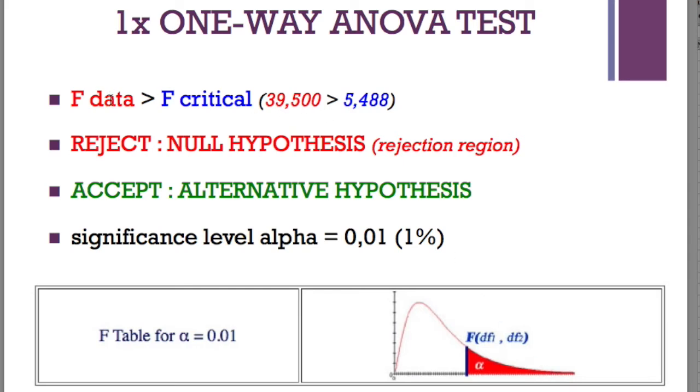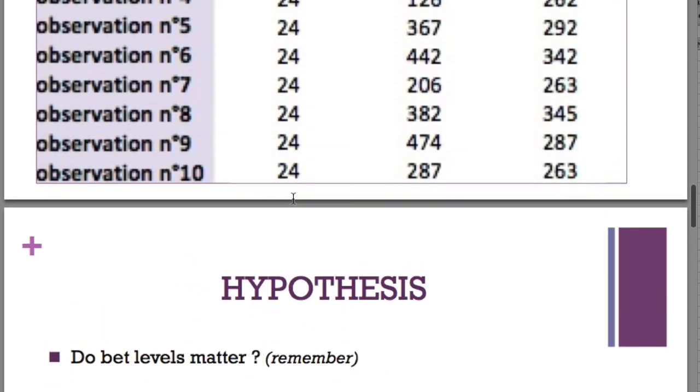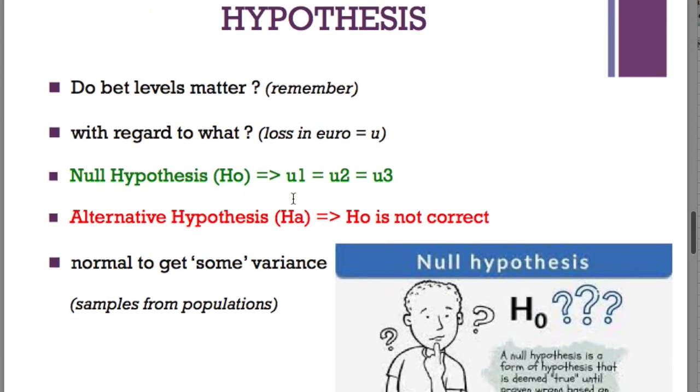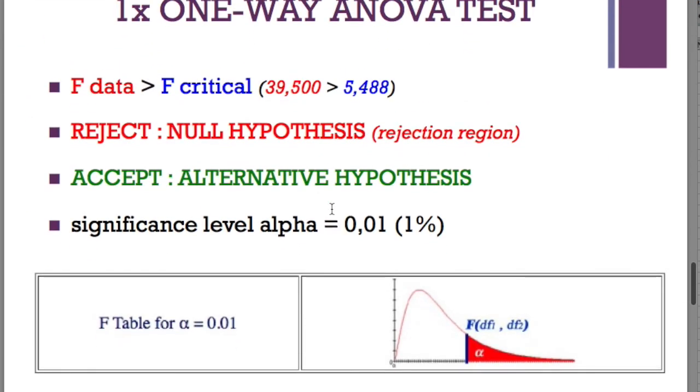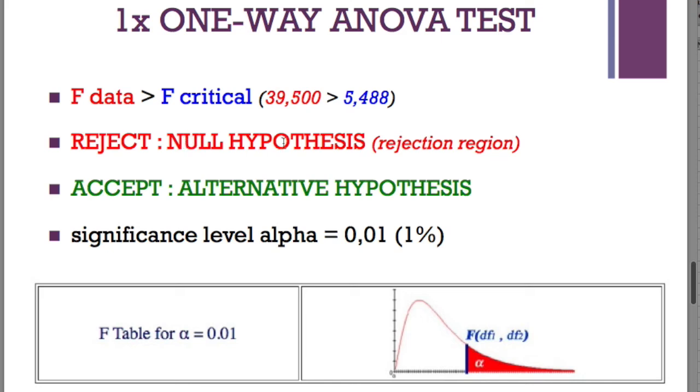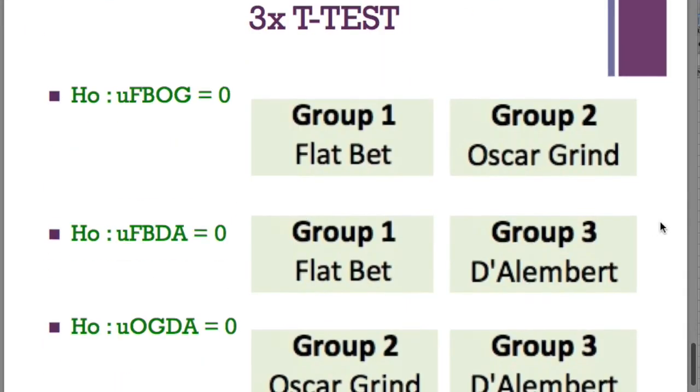And so our F value from our data is greater than 5.488. It's in the rejection region. So we need to reject the null hypothesis. The null hypothesis is not true. We assumed the null hypothesis to be true, but now we come to the conclusion it's not true. We need to reject the null hypothesis and accept the alternative hypothesis. We are not done. Now we need to do three t-tests.